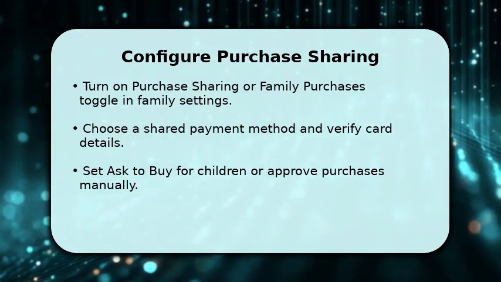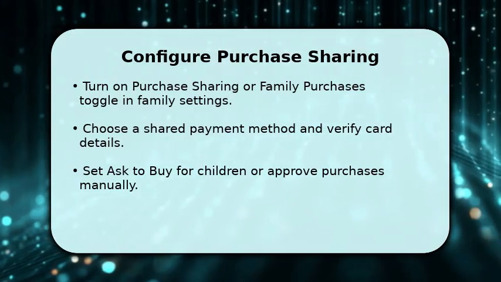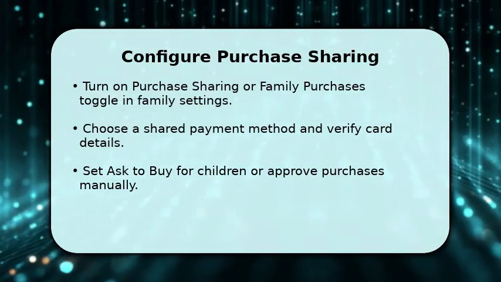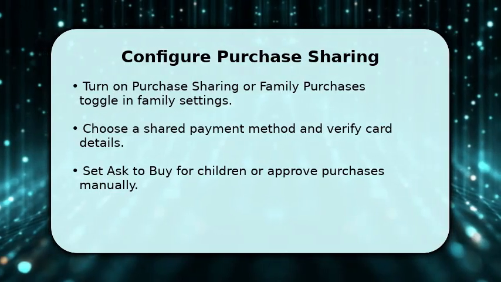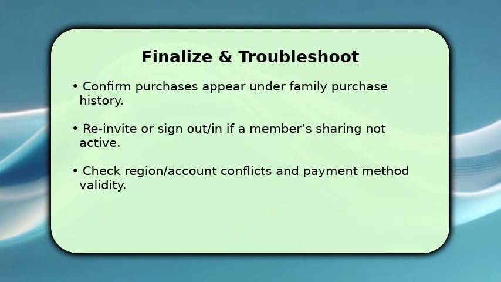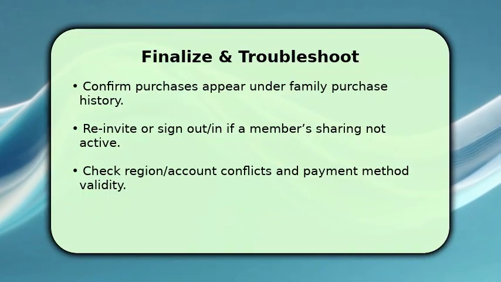Then configure controls. Enable Ask to Buy for child accounts or assign purchase approval to adults. You do this because it controls who can buy, prevents unexpected charges, and ensures purchases are billed to the organizer as intended. To finish, test by initiating a small purchase or checking family purchase history to confirm sharing is active.